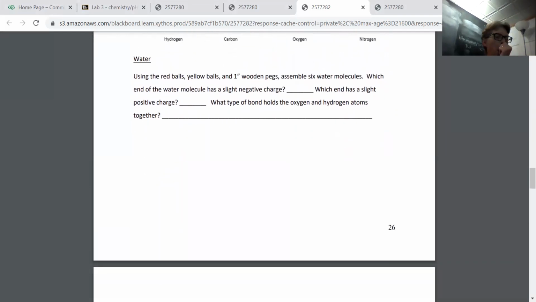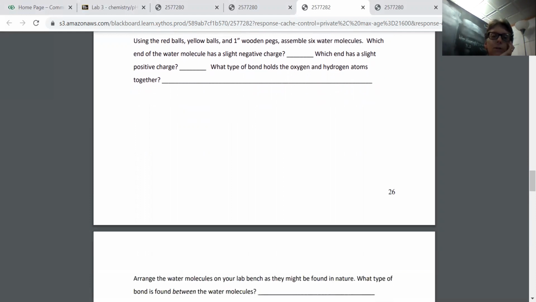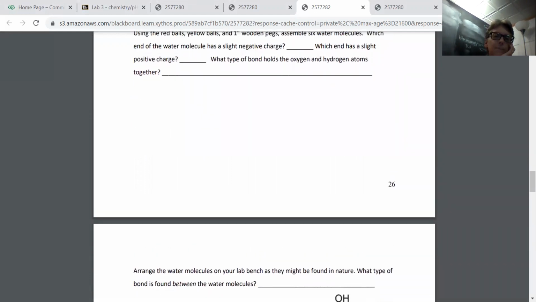Water. So using the red and yellow balls as the hydrogens and oxygens, which end of the water molecule has a slight negative charge? Again, you can look at the pictures I sent you. You can figure that out. It's pretty easy. What type of bonds hold the oxygen and hydrogen atoms together?